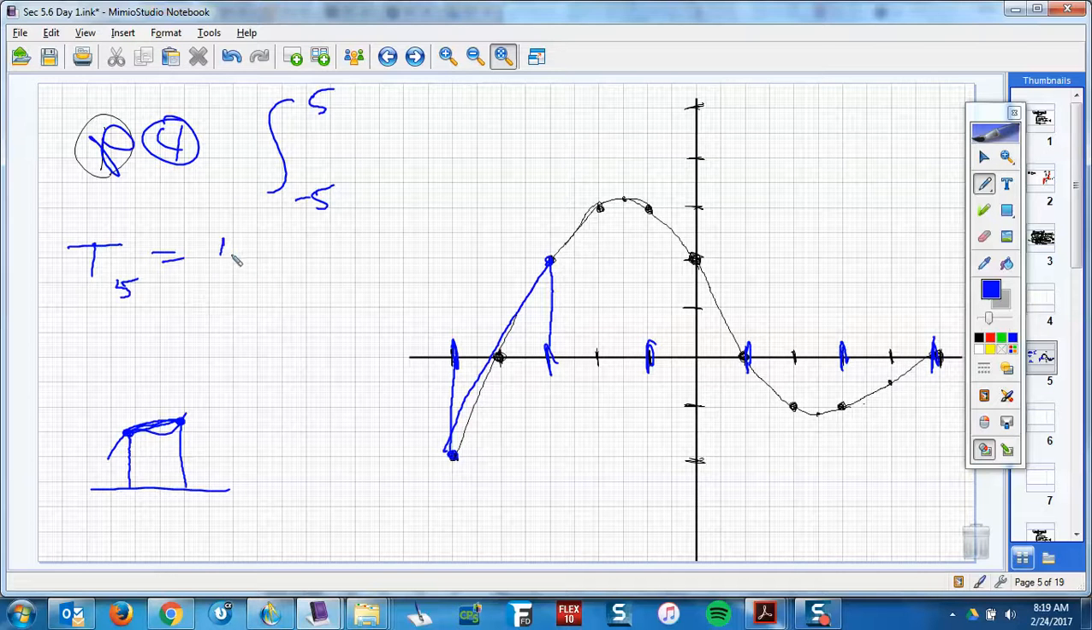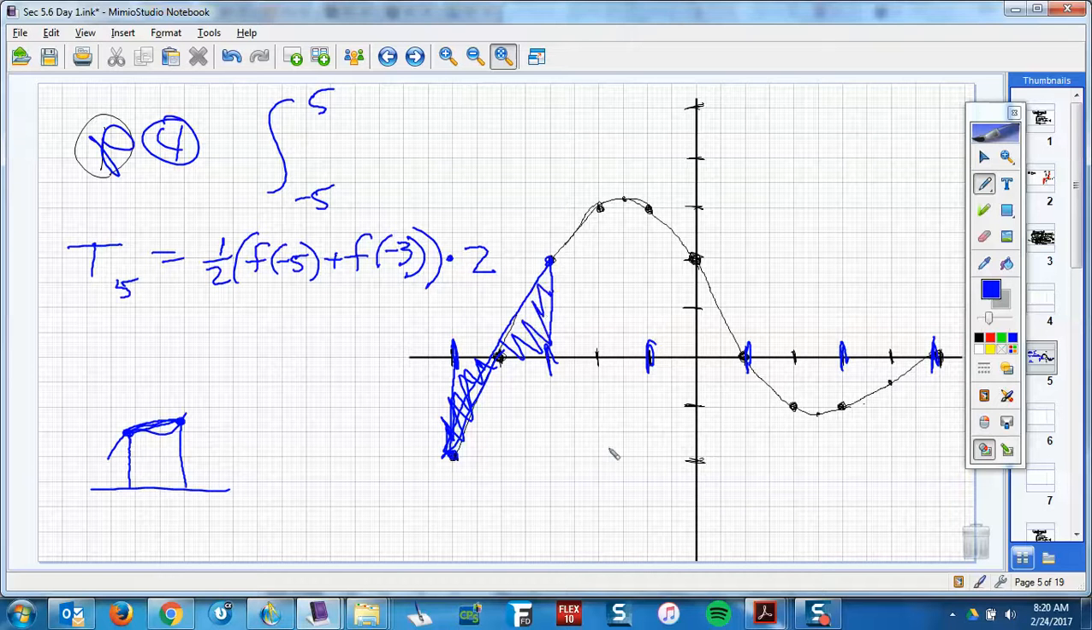It'll be 1/2 f of negative 5, which is this y value, plus f of negative 3, and then times 2. That's your first trapezoid. Even though that's positive and that's negative, it doesn't look like a trapezoid, doesn't matter. That's what it looks like. I didn't draw that line very well. So it'd be that area and that area.